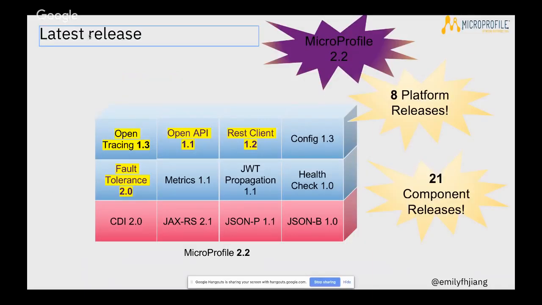As I mentioned earlier, the February release is MicroProfile 2.2. This is our 8th platform release. So far it has 21 component releases, meaning individual releases. You can see there are 4 specifications: CDI, JAX-RS, JSON-P, and JSON-B, directly borrowed from Java EE, or you can call it from Jakarta EE. And then the blue ones on top are all brand new, evolved in MicroProfile.